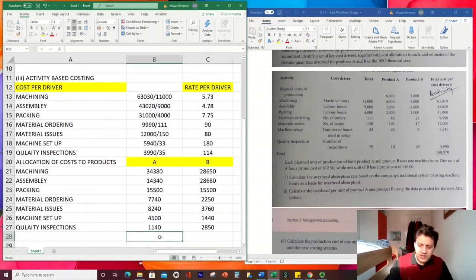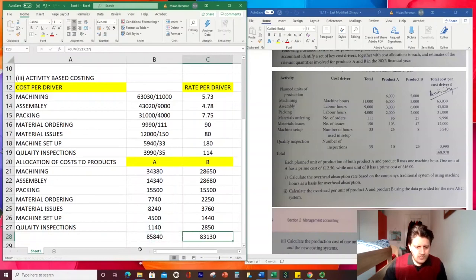We can total these up now. So if you sum up all of these costs, that's our answer. Let's highlight it, and you'll see that the total 168970 is exactly the same, which is at the end. So this gives us an idea on the accuracy of our work.